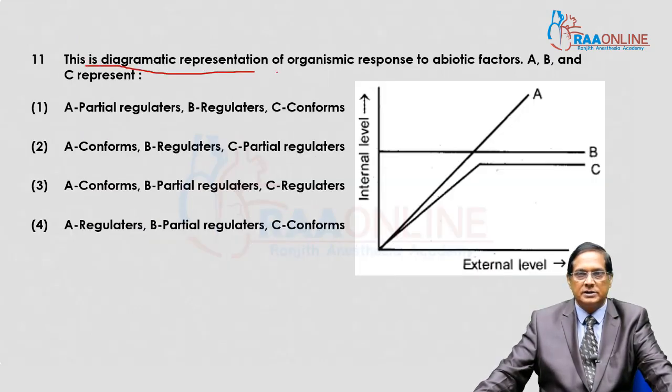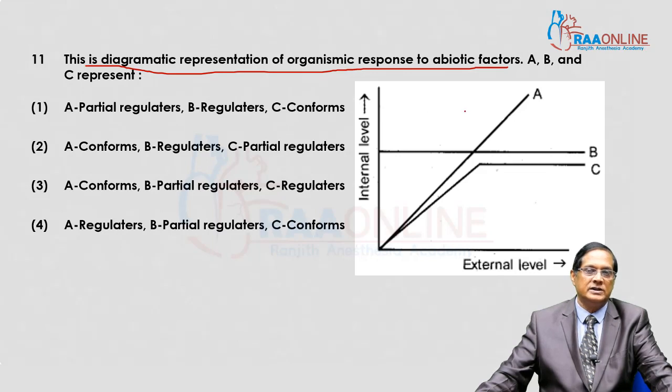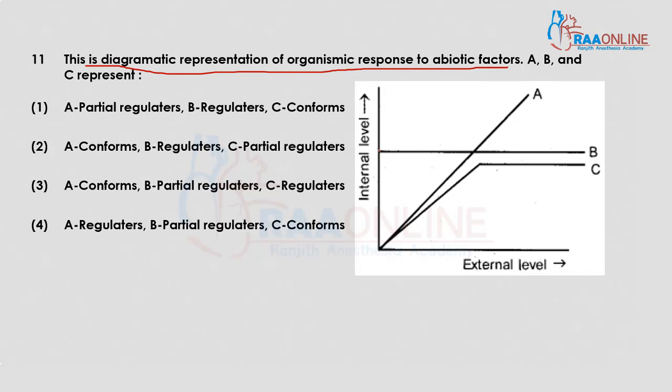This is the diagrammatic representation of organisms in response to abiotic factors. A, that is, external level and internal level. They show the effect of the external level, and then the effect on the internal level. If external conditions change, they will affect the physiology of those organisms. So A is conformer. Whereas B, this level is maintained, that is for the regulator.